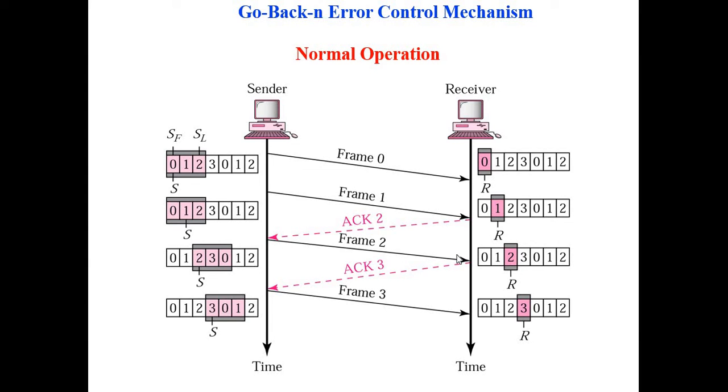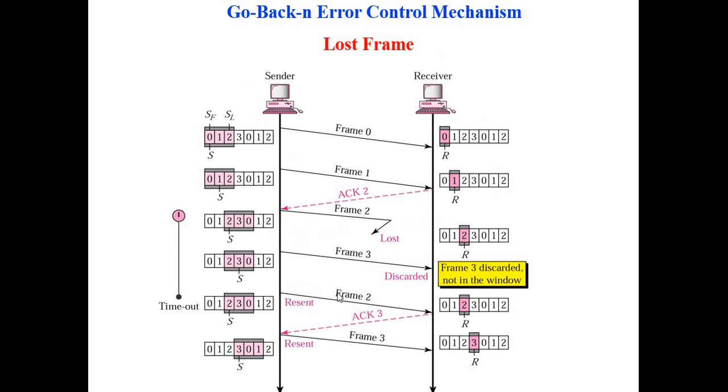Now frame 2 is transmitted, frame 2 is received and we get an ACK3, meaning frame 2 is successfully received by the receiver. Now the window slides towards the right side again. And then S is equal to 3, frame 3 is transmitted and frame 3 is received. This is the normal operation in Go Back N ARQ.